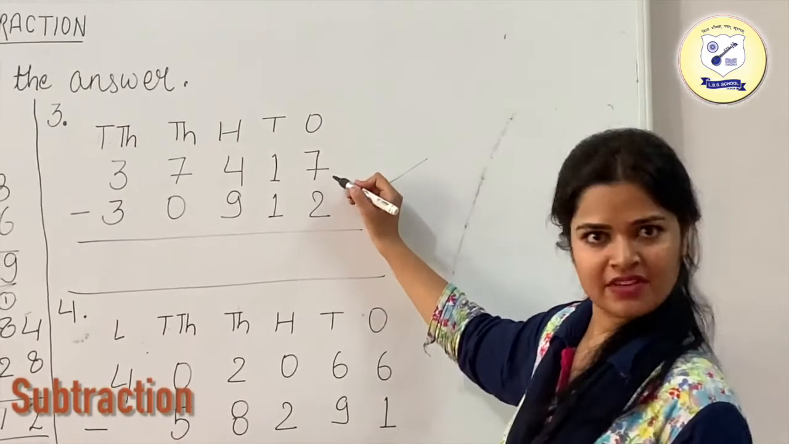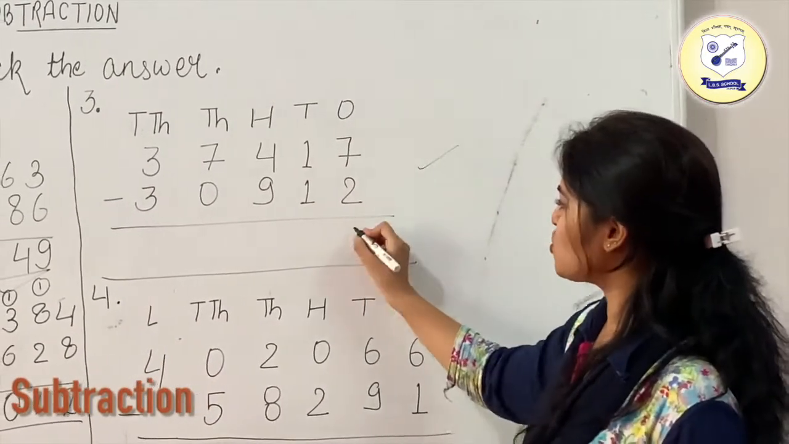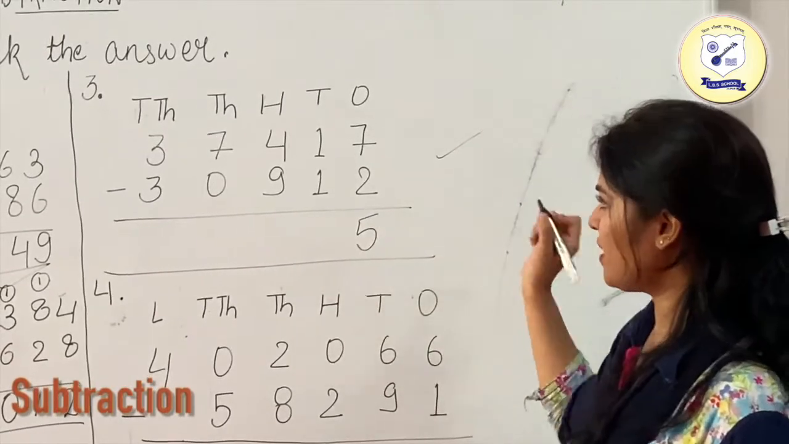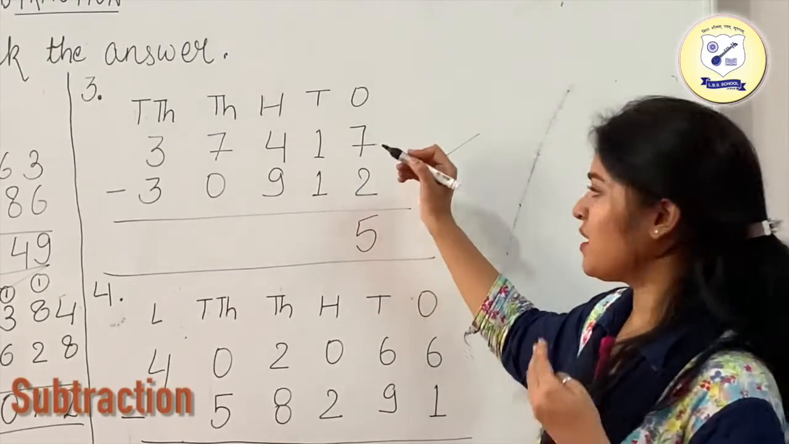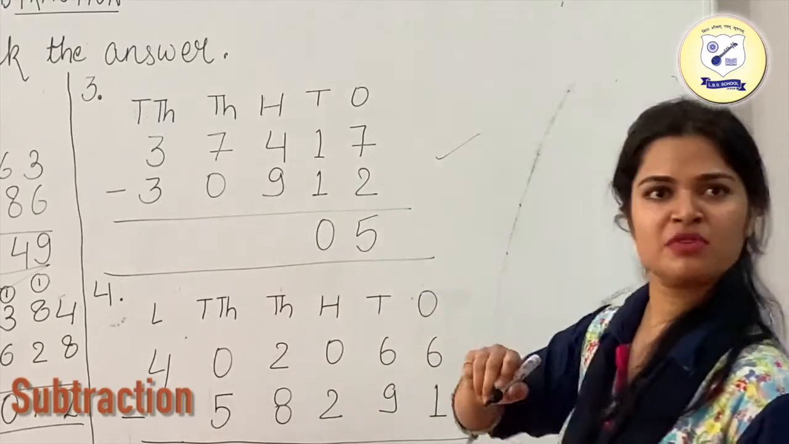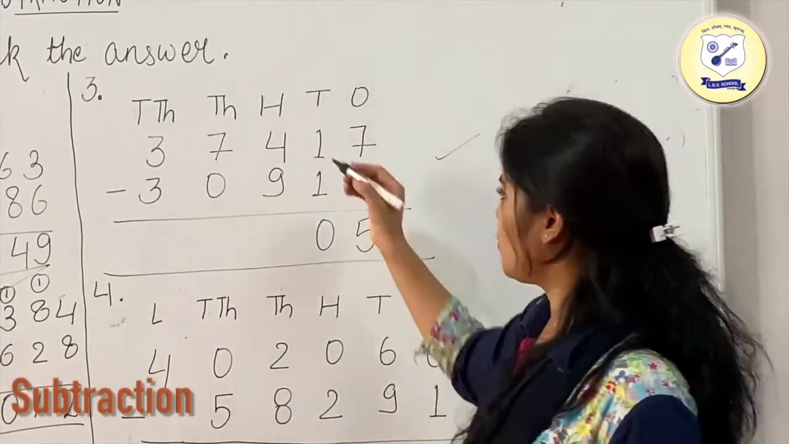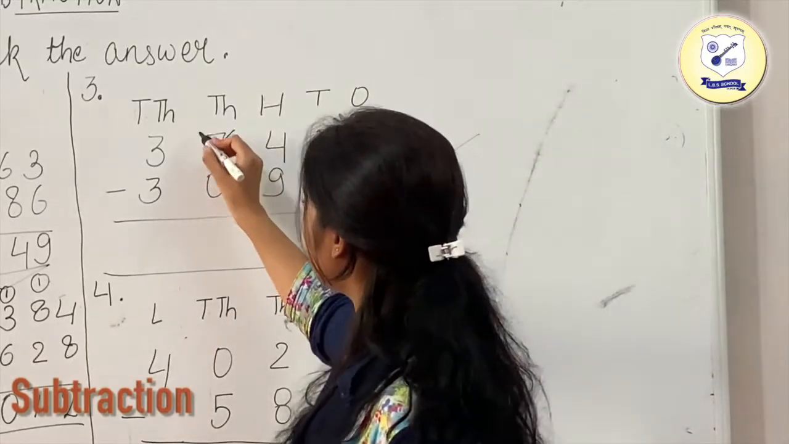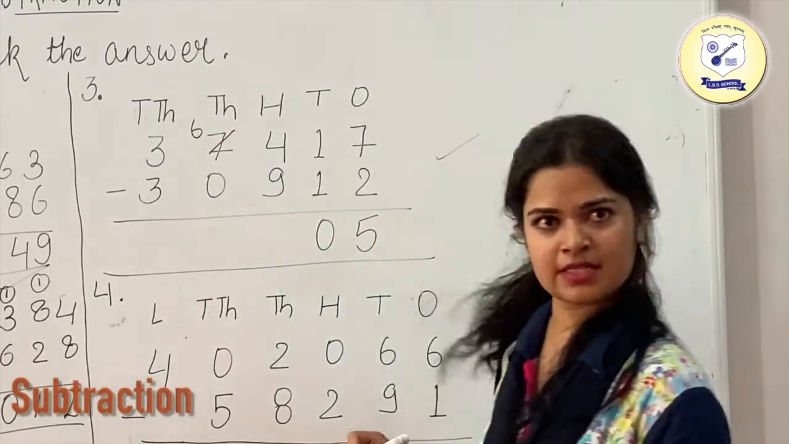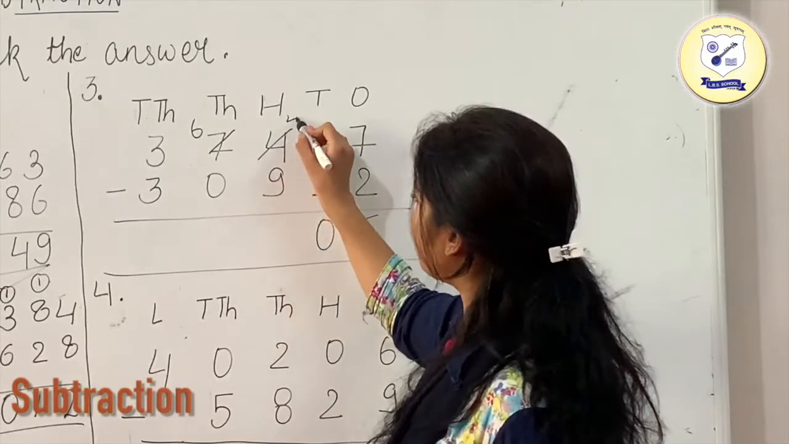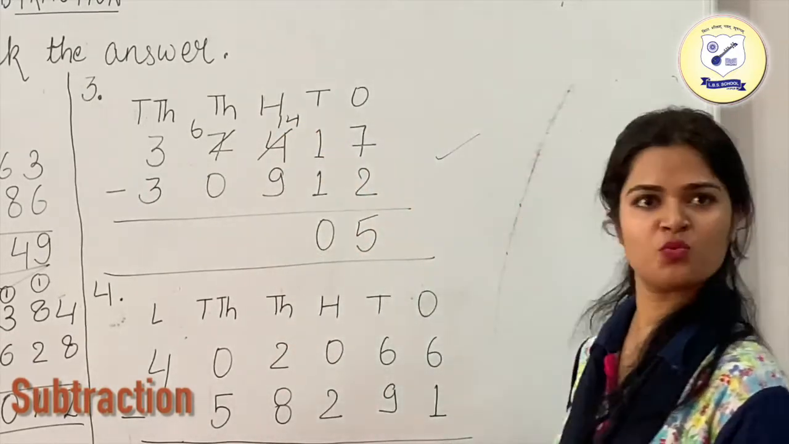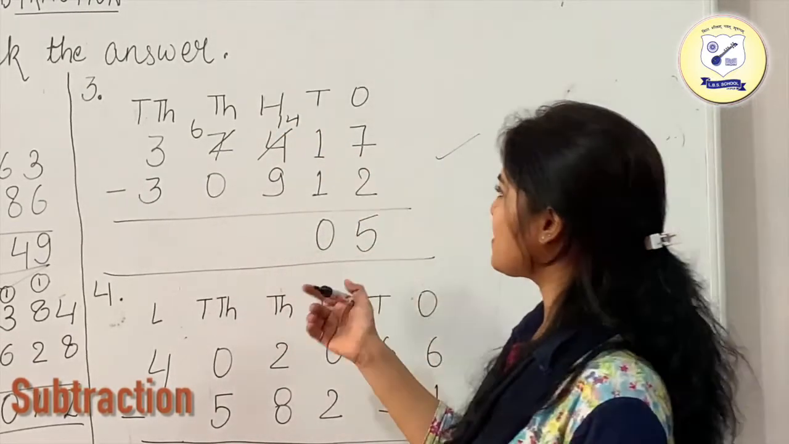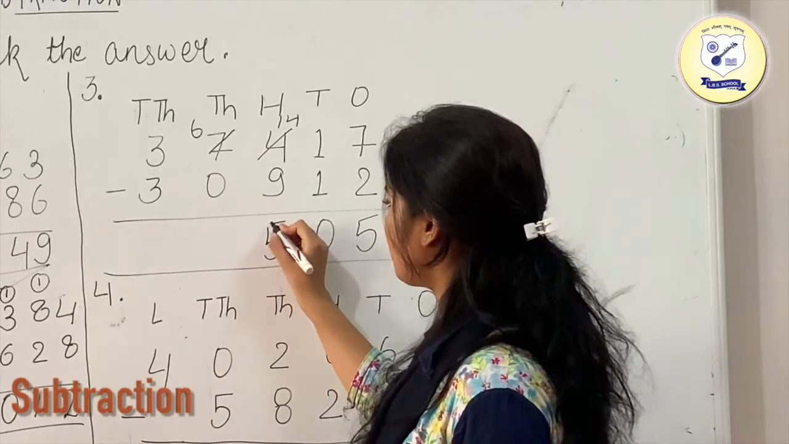So we are having 7 at your ones place. 7 minus 2 would be 5. 1 minus 1 would be same numbers. We are subtracting same numbers, so your answer would be 0. 4 minus 9. We need to borrow a number from the preceding number, which is 7. So it would become your 6, and we will put 1 at the tens place of 4. So this would be your 14.